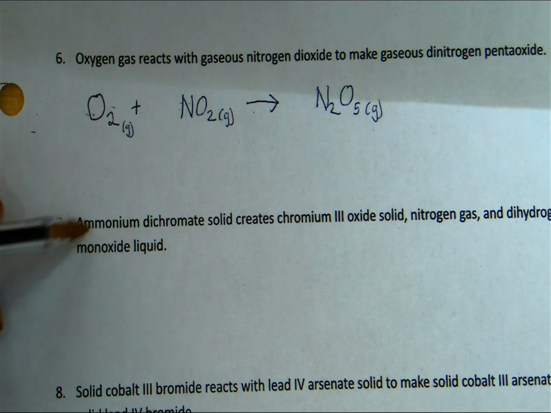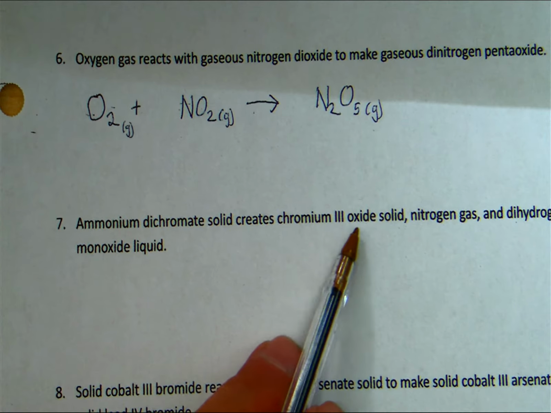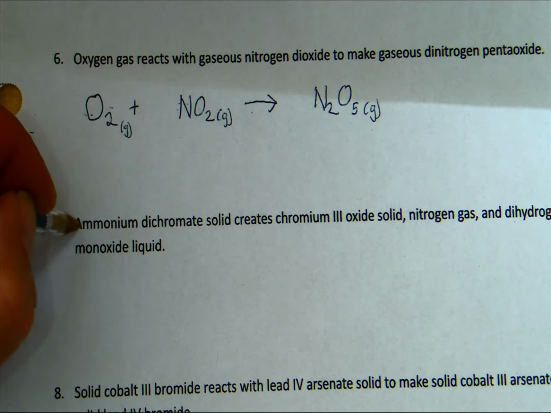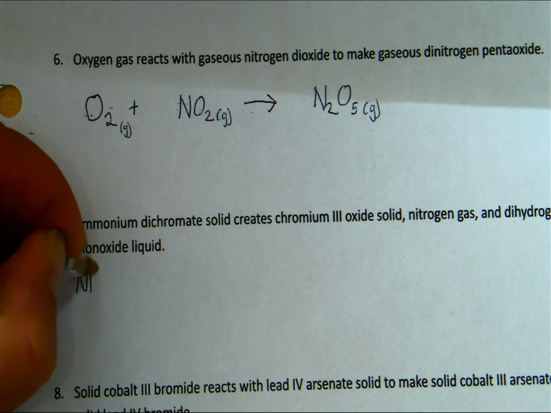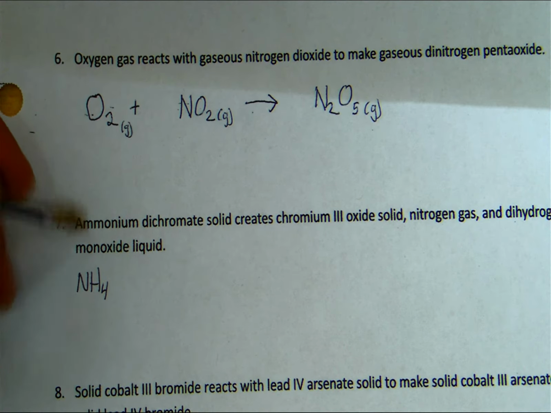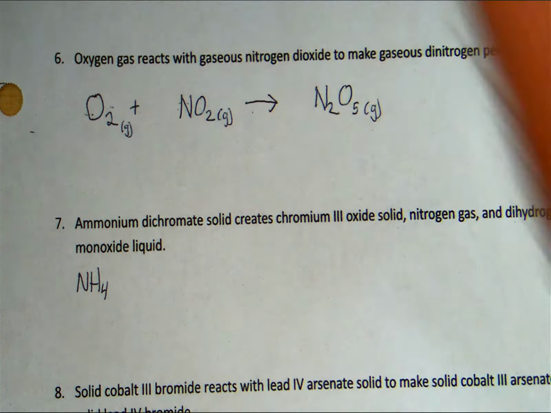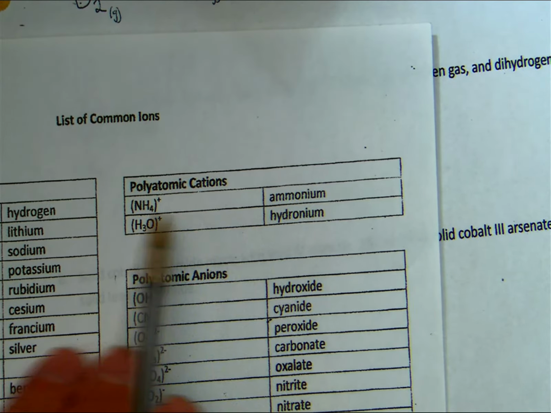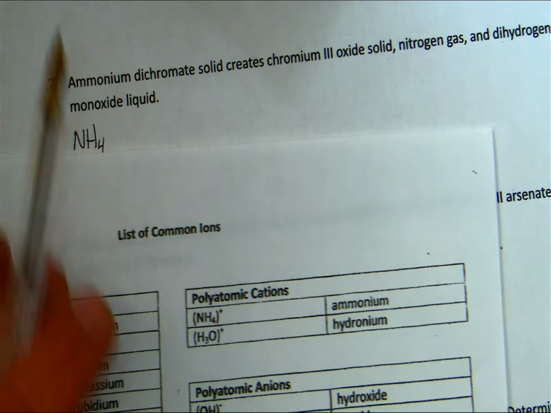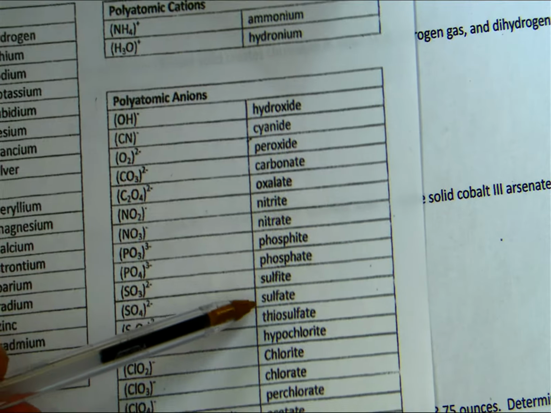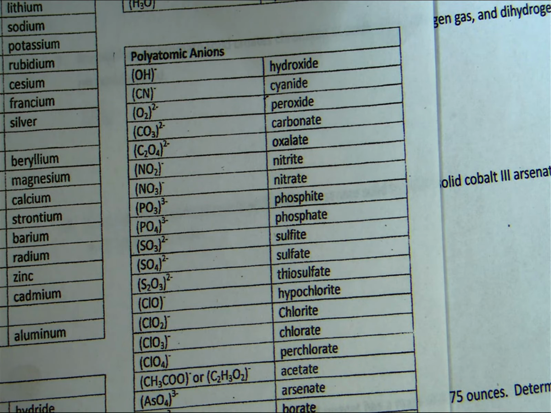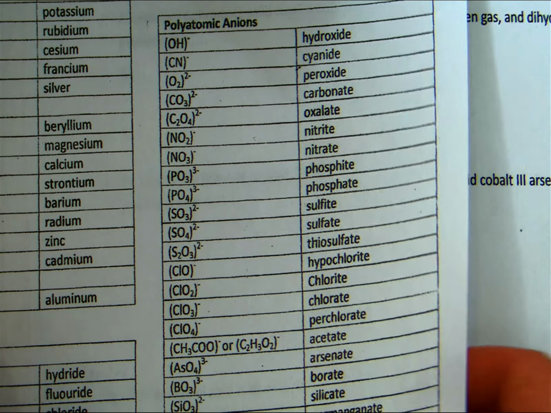Number 7. Ammonium dichromate solid creates chromium 3 oxide solid, nitrogen gas, and dihydrogen monoxide liquid. All right, so first of all, ammonium is NH4 and it has a plus polyatomic charge, just kind of a memory. So on the reference sheet, list of common ions, polyatomic cations, ammonium is NH4 with a plus charge. Dichromate, go look it up. Dichromate has a 2 minus charge and is represented by Cr2O7.